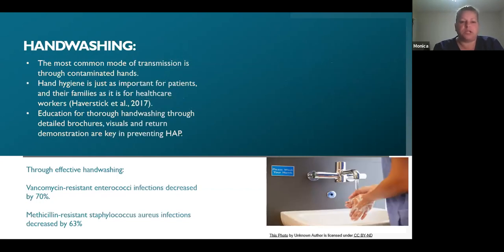Another one is hand washing. The most common mode of transmission is through contaminated hands. Hand hygiene is just as important for patients and their families as it is for healthcare workers. Education for thorough hand washing through detailed brochures, visuals, and return demonstration are key in preventing HAP. Through effective hand washing, vancomycin-resistant enterococci infections decreased by 70% and methicillin-resistant Staphylococcus aureus infections decreased by 63%.